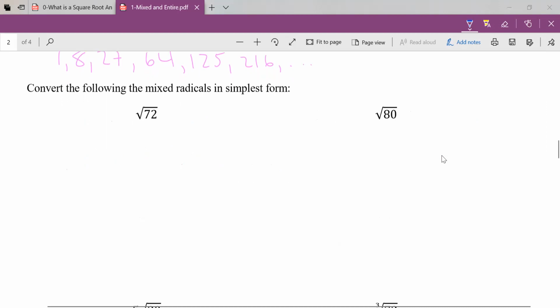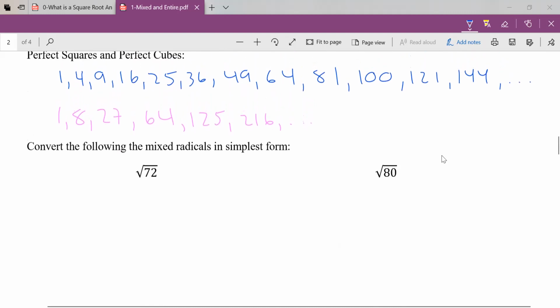Let's do this. Convert the following entire radicals to mixed radicals in simplest form. Okay, so here's what this means. Right now, we have 2 entire radicals. We're going to switch these to mixed radicals. So what I'm going to do is I'm going to go back up to my list of perfect squares. And I'm going to say which of these perfect squares is the largest factor of 72. Well, I'm just going to switch pen color to red. 36. Look at that. 36 is a factor of 72. So I'm going to rewrite this as the square root of 36 times 2.